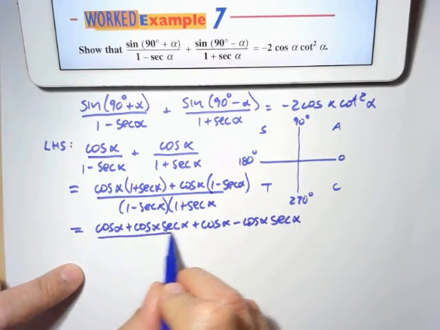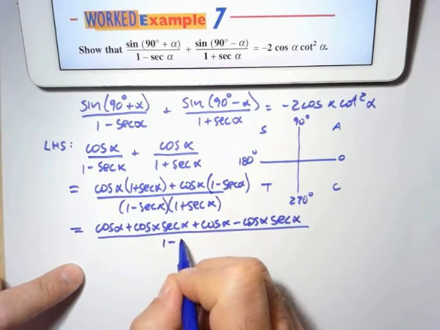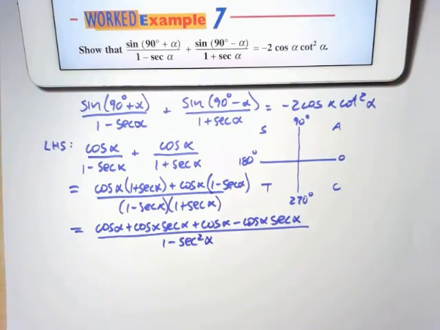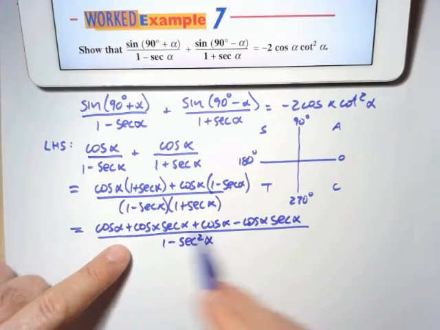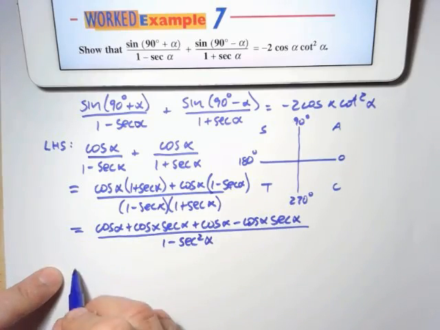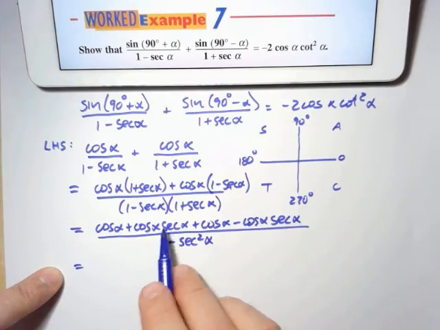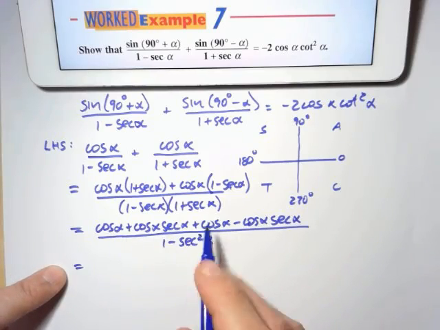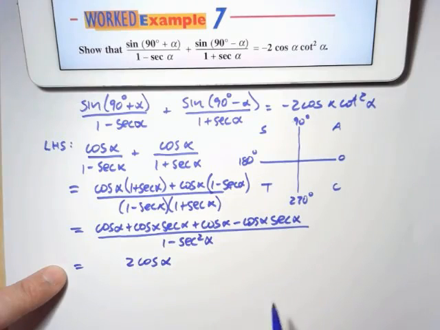Divide by 1 times 1, this is the difference of 2 squares. So this is 1 minus sec square alpha. Okay, now cos alpha sec alpha, take away cos alpha sec alpha, gives me 0. They cancel. This take away exactly the same thing is 0. Cos alpha plus cos alpha gives me 2 cos alpha.